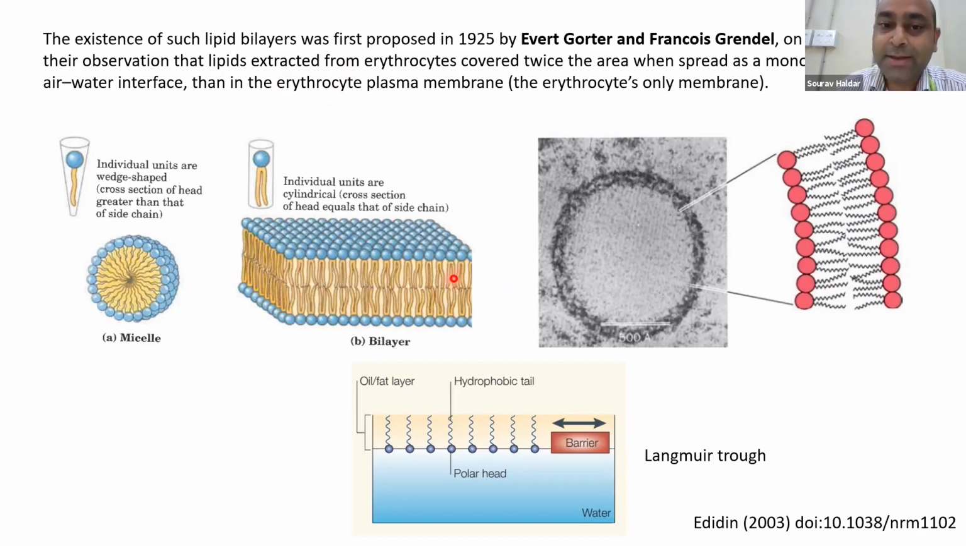And from that measurement, they argued that it has to be a bilayer, because if all the lipids from the erythrocyte are isolated and if it is only a monolayer, then the area of the lipids that they got from their experiment would actually be half of the entire area. So based on these experiments, they concluded that the erythrocyte membrane, which is a representative of any cell, is actually a bilayer.